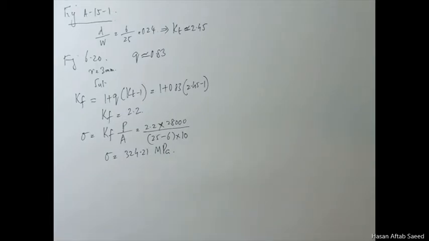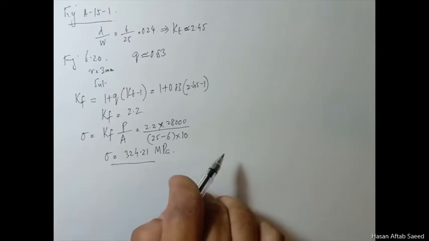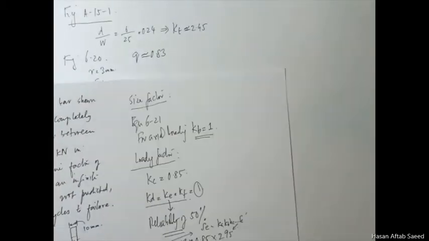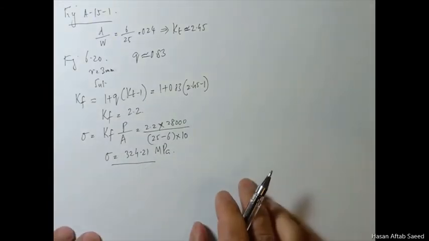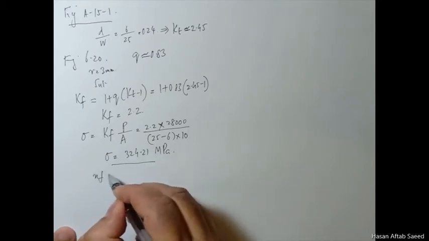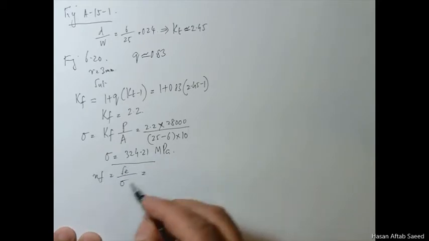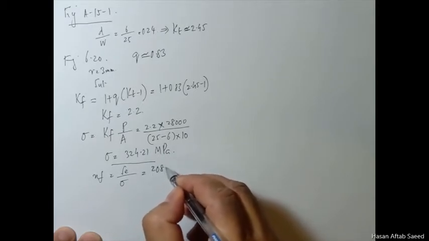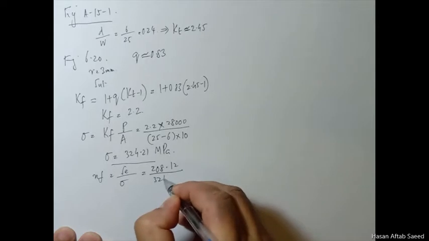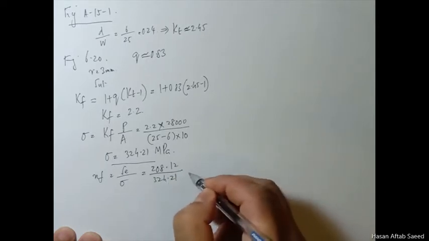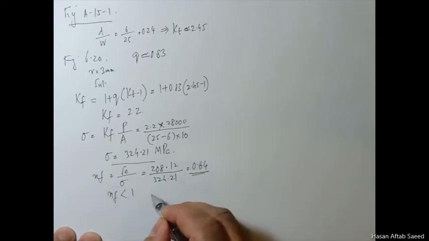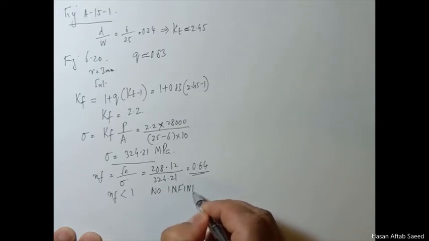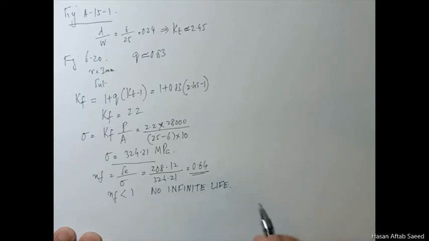Now, obviously, we want to check whether there's infinite life or not. So we'll compare this stress value to this endurance limit. Obviously, we can see that the endurance limit is less than the stress applied. So just to complete the formality, we know that there's no infinite life here, but this is the factor of safety, which turns out to be 0.64, which is less than one. Less than one means no infinite life.